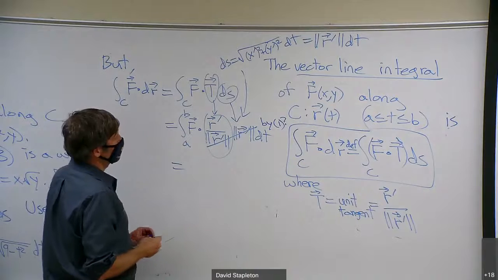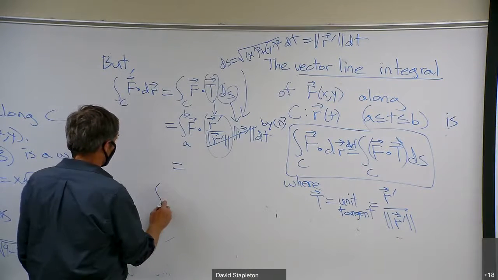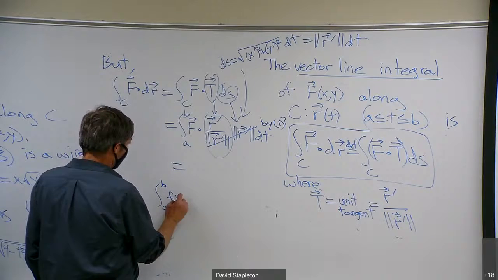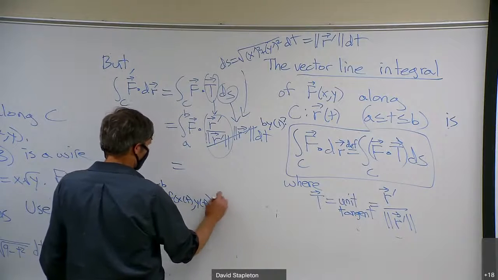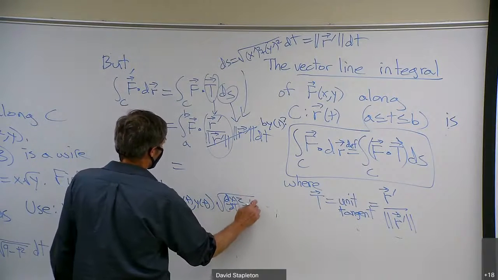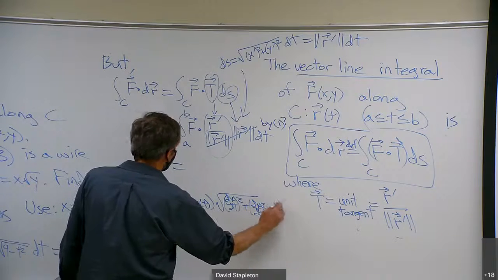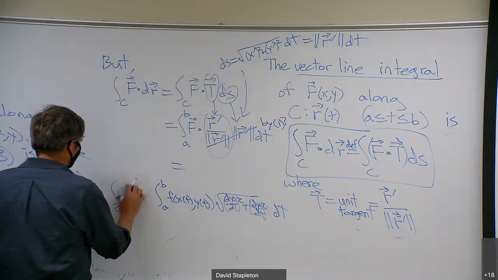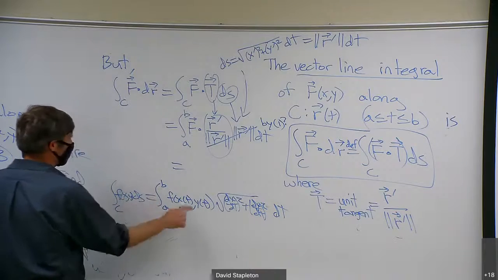Yeah, the first formula I wrote up for evaluating the scalar line integral, I said it was equal to the integral from a to b of f of x of t, y of t, times the square root of dx dt squared plus dy dt squared, dt. This formula is for the scalar line integral.